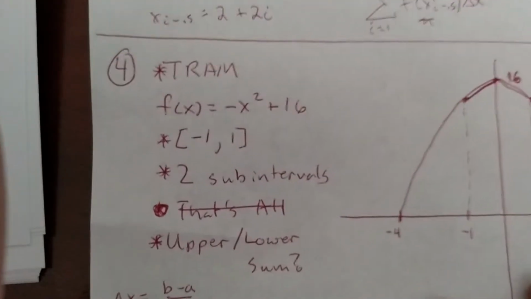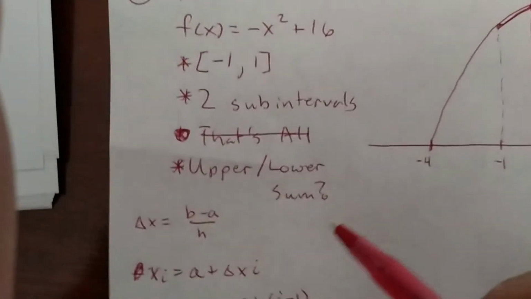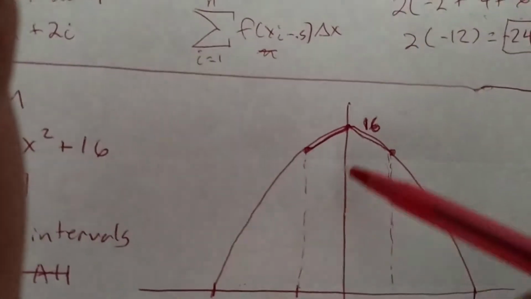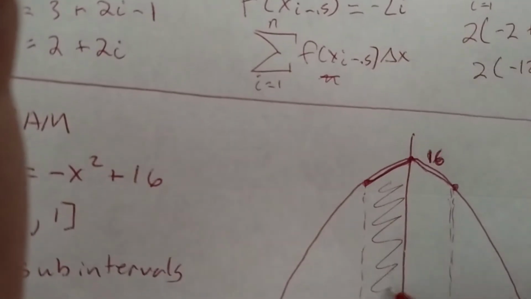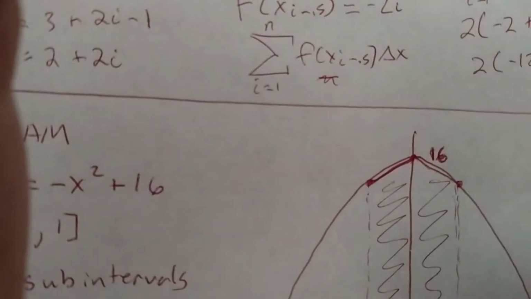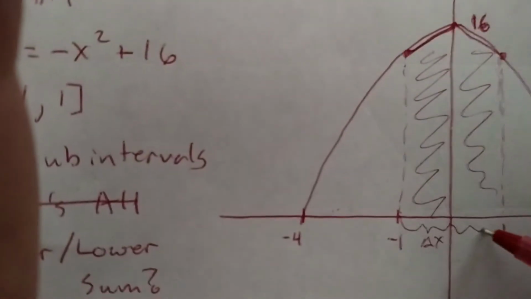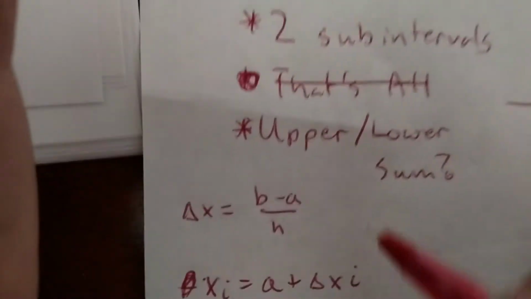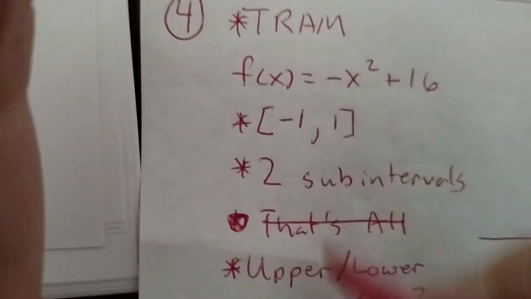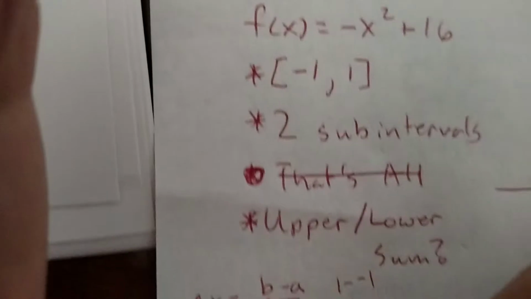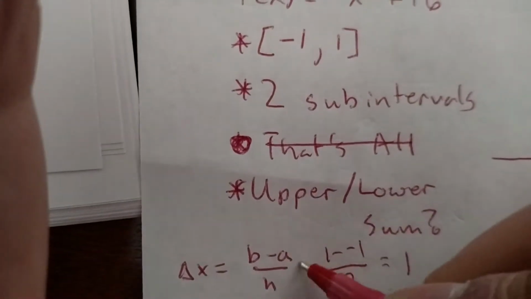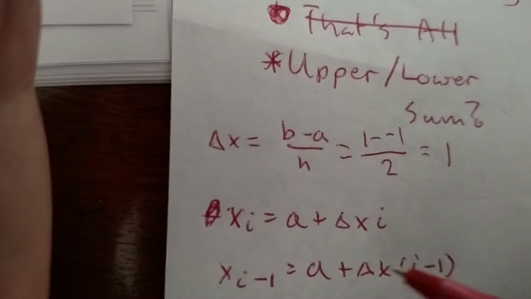TRAM. We're going to do from negative 1 to 1. I actually drew them already. Here's the area we're calculating. Remember, delta x is like the height. I picked an easy one right here. Let's calculate our delta x using this. It's 1 minus negative 1 divided by 2, which is 1. Easy. Then we have to do both of these.